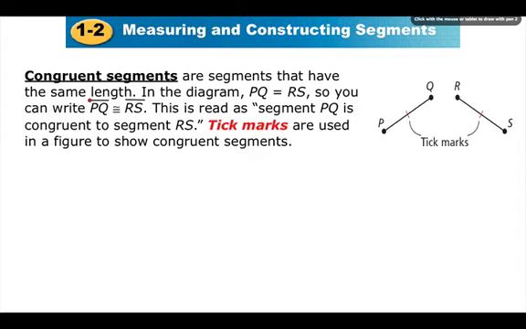And since we're talking about segments, we use the segment symbol on top of the letters PQ and on top of the letters RS. Let me just continue. This is read as segment PQ is congruent to segment RS. This right here is important. The tick marks, these little tick marks, are used in a figure to show that there are congruent segments.